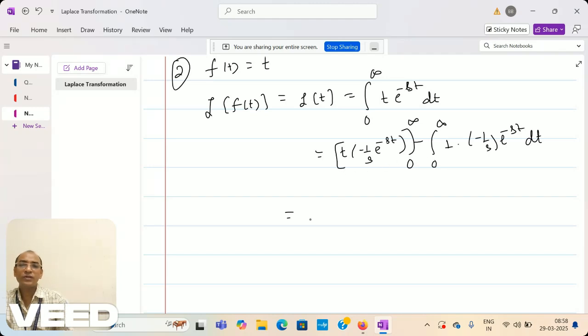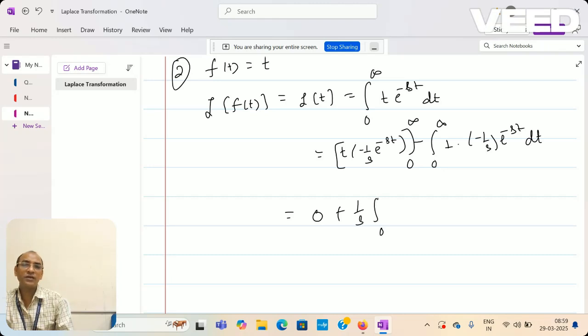So the first part is going to be 0. And then the second part, minus, is already there inside the integral. So minus and this minus will be plus. Plus 1 by s is independent of t, so we can take it out. And the remaining thing will be e to the power minus st dt. Okay, and so what will happen here?